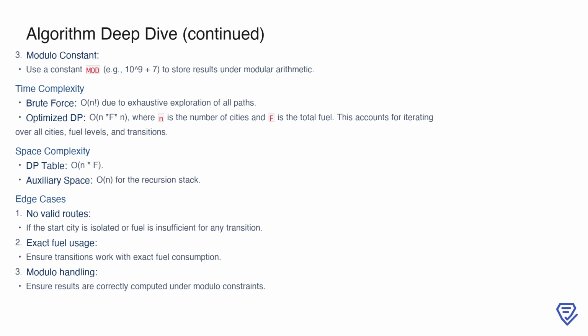It's also important to consider edge cases. For instance, there may be no valid routes if the starting city is isolated or the fuel is insufficient to reach any other city. Another edge case involves exact fuel usage, where transitions need to work even when the fuel is reduced to 0. Finally, proper handling of modulo arithmetic ensures that results are computed correctly without overflow errors.